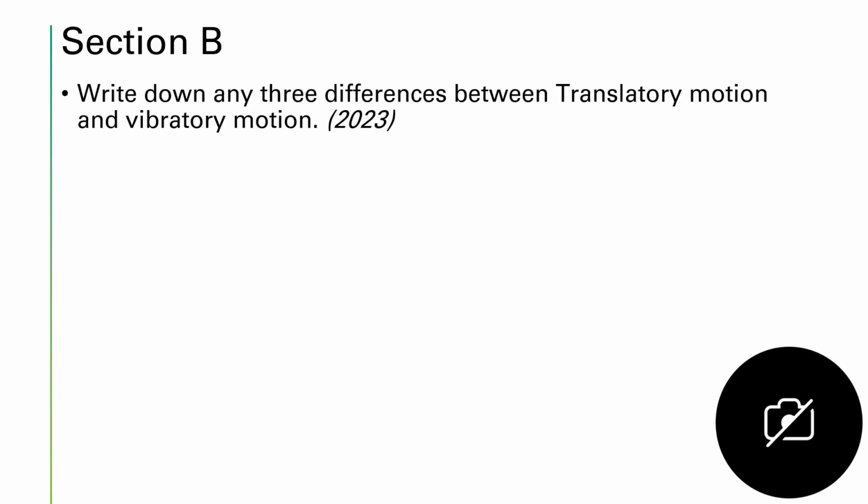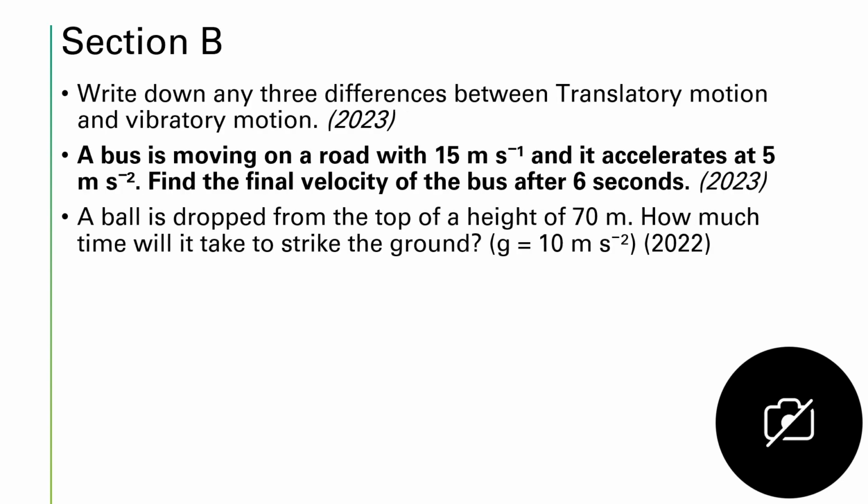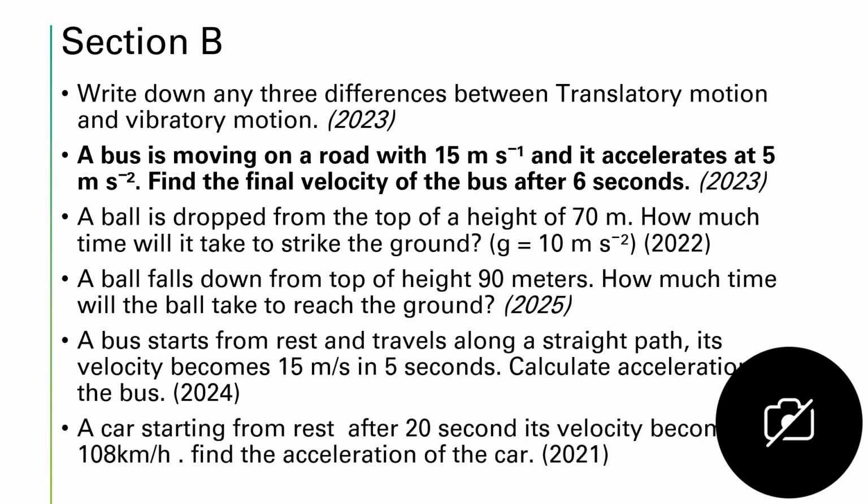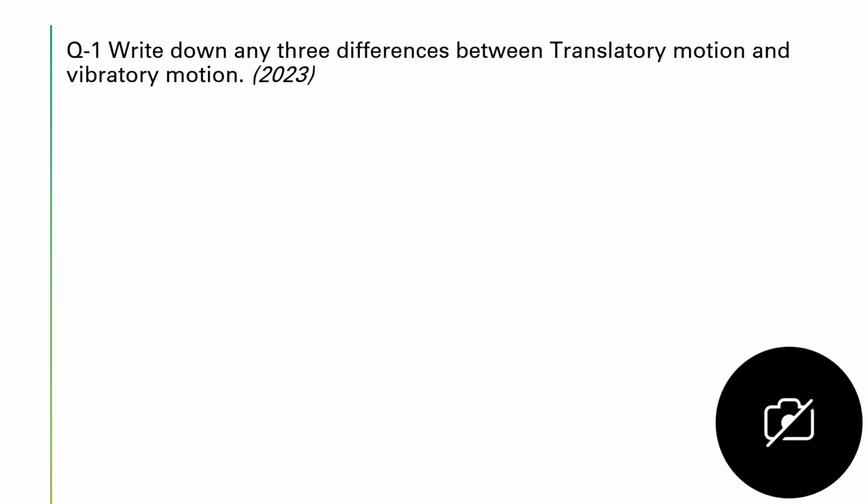So first of all, write down all the important questions from the five years, 2021 to 2025. This is a summary of the important questions that we have to solve. Question number 1: write down any three differences between translatory motion and vibratory motion. This question came in 2023.